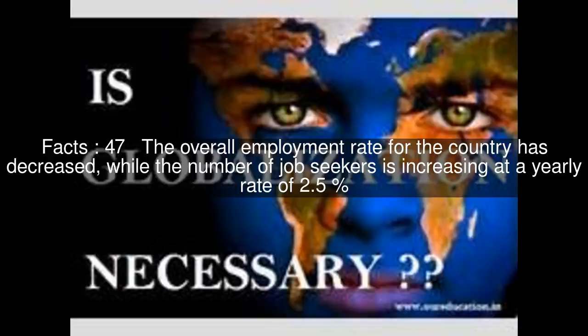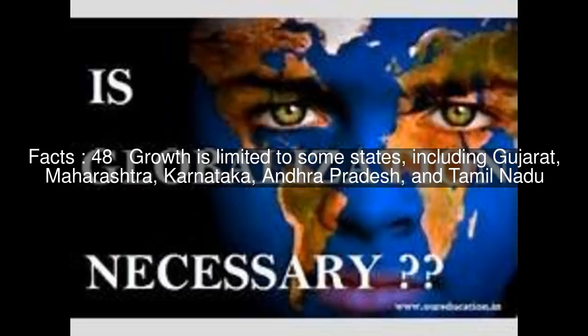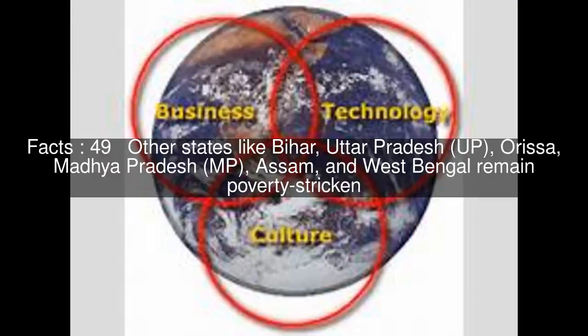The overall employment rate for the country has decreased, while the number of job seekers is increasing at a yearly rate of 2.5%. Growth is limited to some states, including Gujarat, Maharashtra, Karnataka, Andhra Pradesh, and Tamil Nadu. Other states like Bihar, Uttar Pradesh, Orissa, Madhya Pradesh, MP, Assam, and West Bengal remain poverty-stricken.